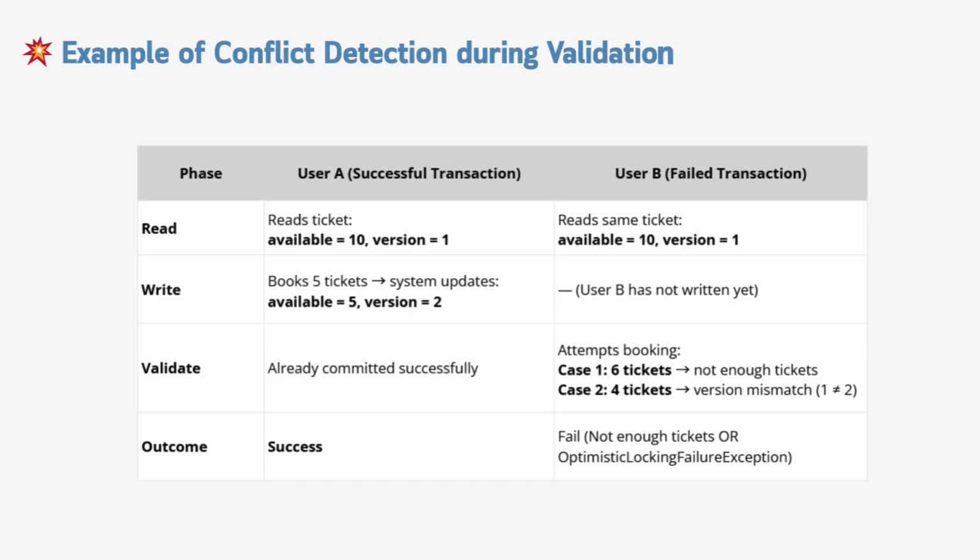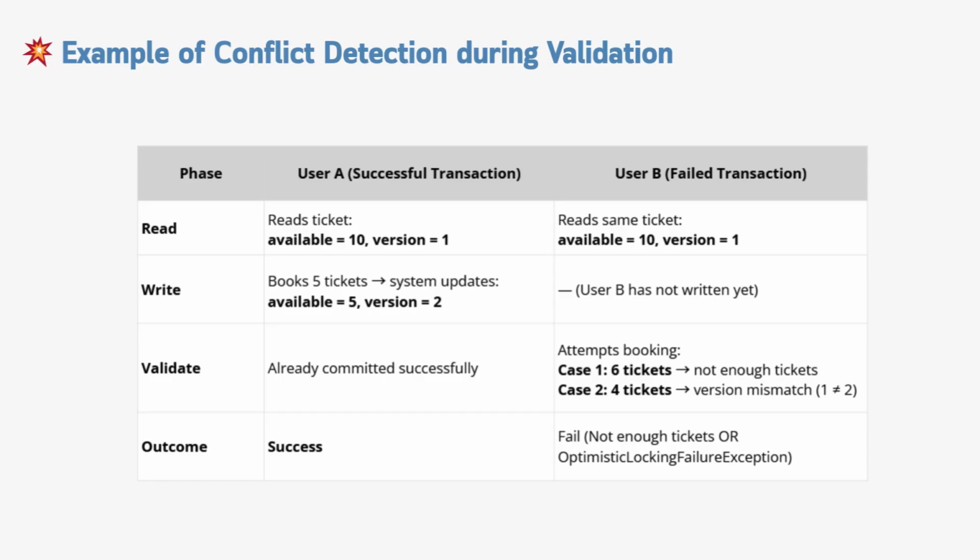This table summarizes the differences. User A succeeds because they commit first, but user B fails because they are using outdated data, which causes either lack of availability or version mismatch.